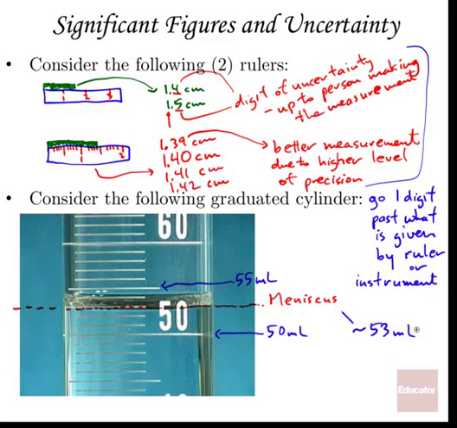And the graduated cylinder can tell us if it's 51, 52, or 53. So the rule is we're going to go one digit past this. So we can say something like 53.0. We can say something like 53.1. We can even go under and say 52.9 milliliters or even 52.8 milliliters. Once again, you're going to go one digit past the last digit of certainty provided by the instrument.